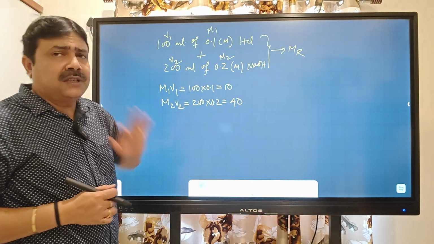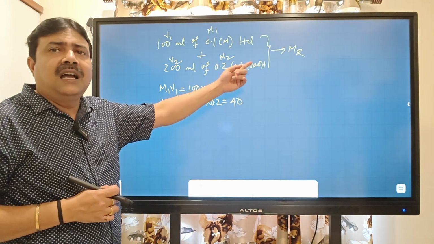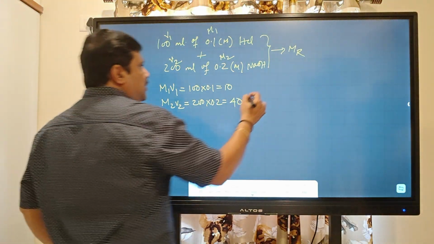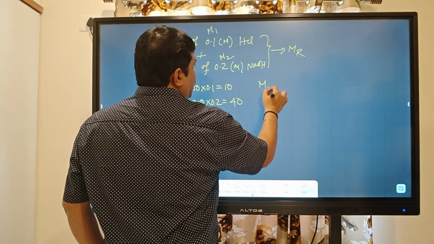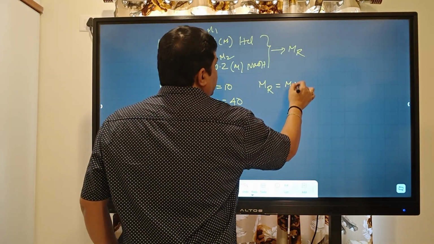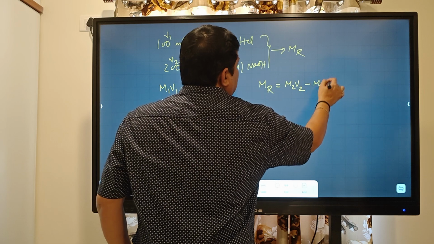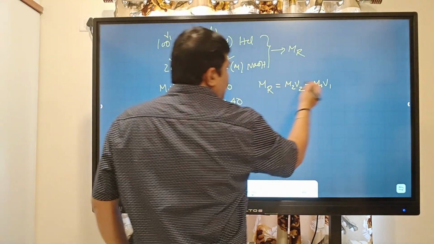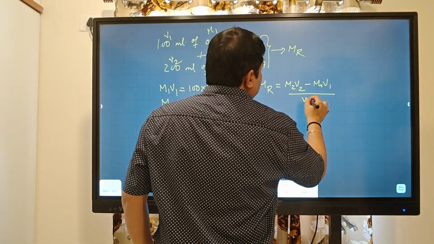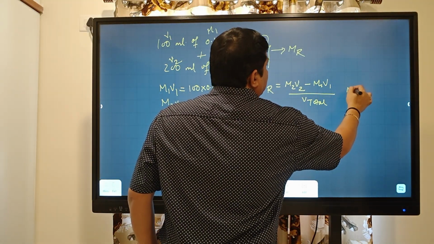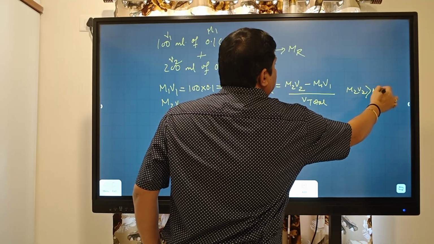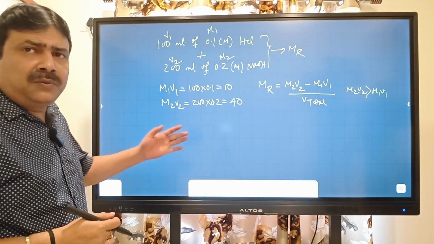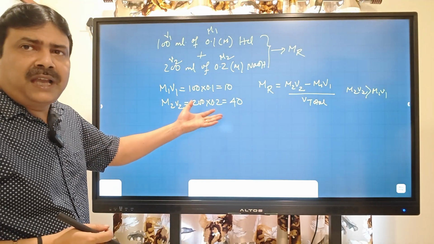Base. That's why the overall solution will be basic in nature, and that represents the molarity of OH minus, base only. So the resultant molarity, here M2V2 is greater, so I do M2V2 minus M1V1. Why? In acid-base reactions, one reactant consumes the other. Yes or no? So it is M2V2 minus M1V1 divided by V total. The logic is that M2V2 is greater than M1V1. If M1V1 is greater, then I will do M1V1 minus M2V2, and if M1V1 is the acid, then my overall solution will be acidic in nature.